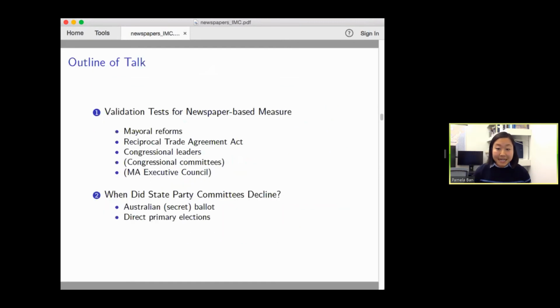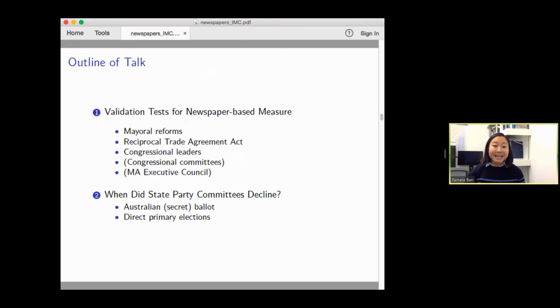So just to give you an outline of the rest of this talk, I'm going to first show some validation tests for our newspaper-based measure. And so here, since we're presenting a new idea, we want to make sure that a newspaper coverage-based measure actually works for reflecting the political power.